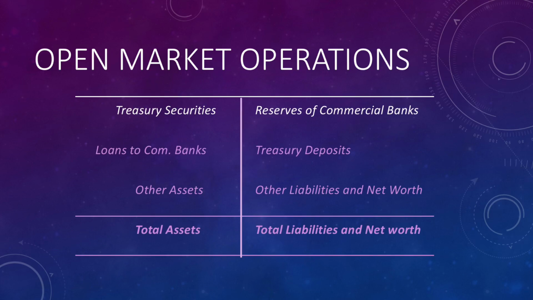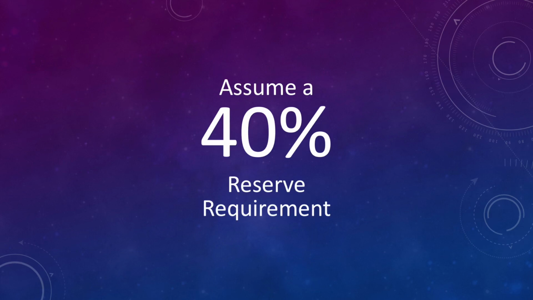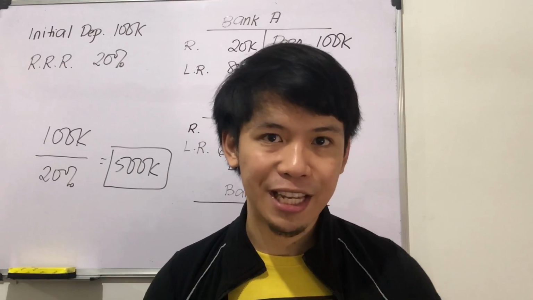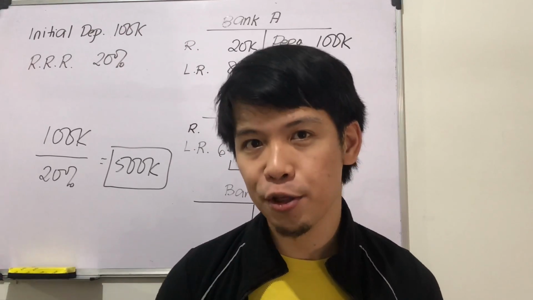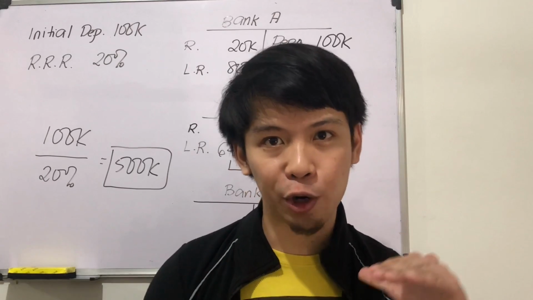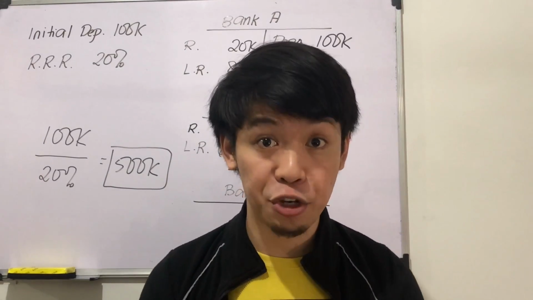So under open market operations, take note of the balance of treasury securities and the reserves of commercial banks. Again, these are obligations from the point of view of the central bank. Let us assume a 40% reserve requirement. This would be an illustration as to how the money supply can go up or go down by buying treasury securities.